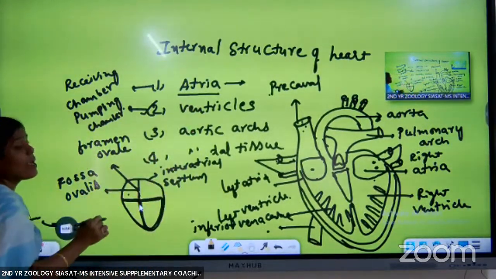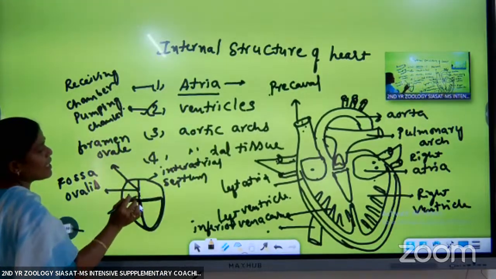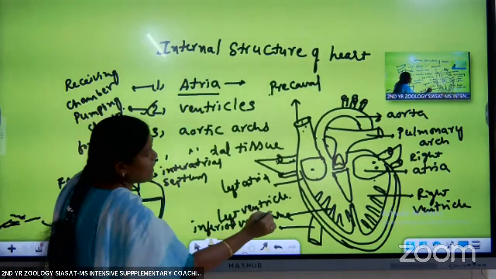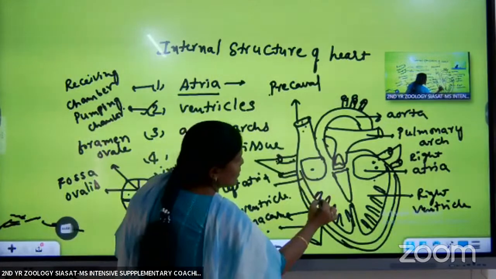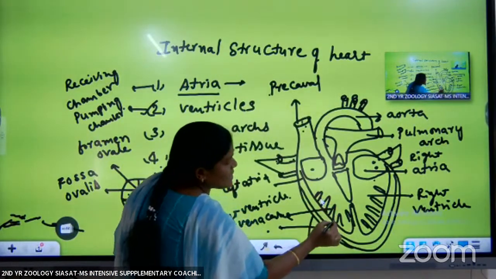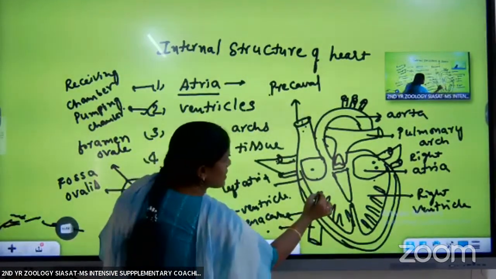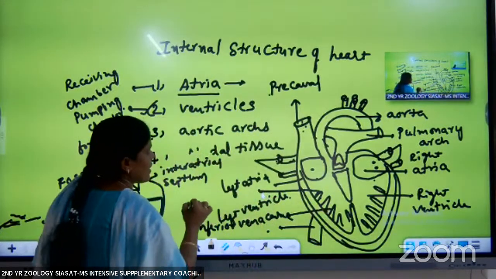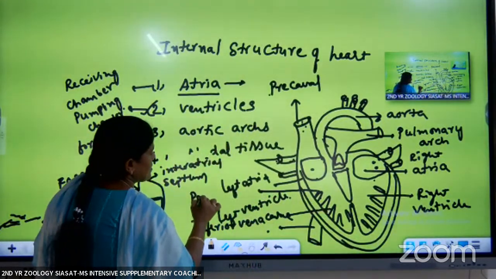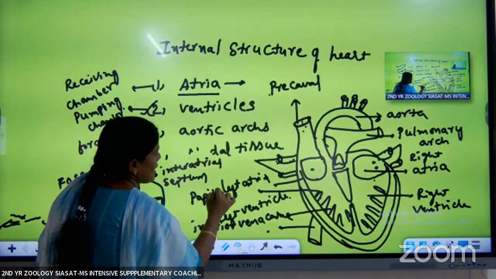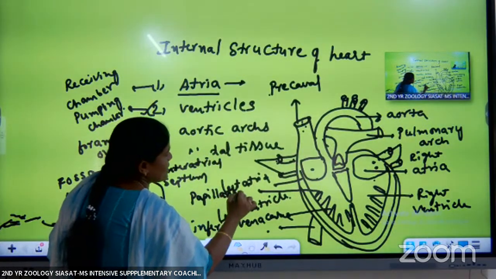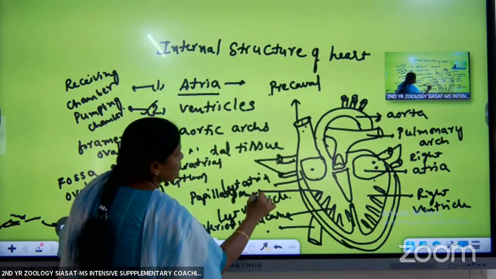The ventricles are muscular. On the inner side they have muscle ridges. See this one, these muscle ridges are present. The larger ridges we call papillary muscles.